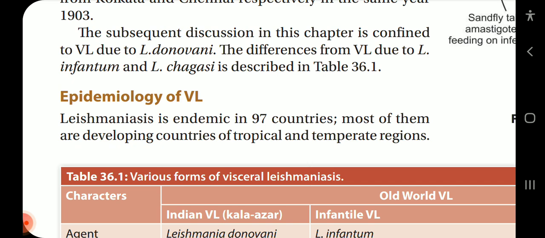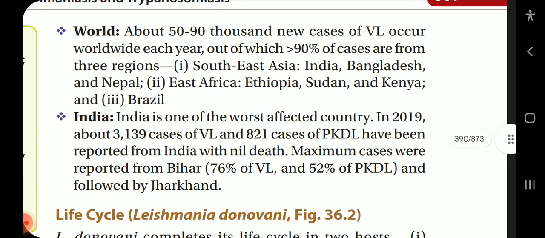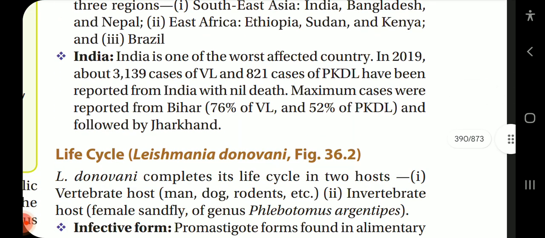Epidemiology of VL. Leishmaniasis is endemic in 97 countries. Most of them are developing countries of tropical and temperate regions. About 50,000 to 90,000 new cases of VL occur worldwide each year, out of which more than 90% of the cases are from three regions: Southeast Asia, India, Bangladesh, and Nepal; East Africa, like Ethiopia, Sudan, and Kenya; and Brazil. India is one of the worst affected countries.